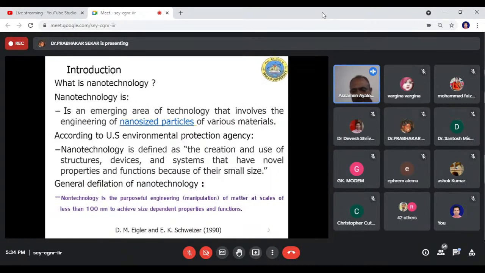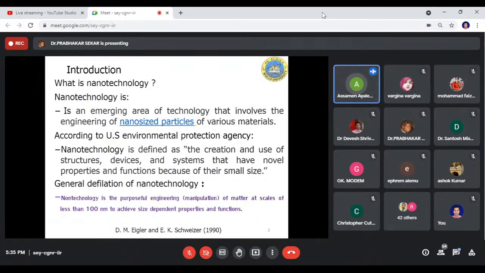As an introduction, let me start from a very simple definition of nanotechnology. It involves the engineering of nano-sized particles of various materials. For instance, the Environmental Protection Agency of the United States defines nanotechnology as the creation and use of structures, devices, and systems that have novel properties and functions because of their small size. So the big deal in nanotechnology is the size of particles or materials.